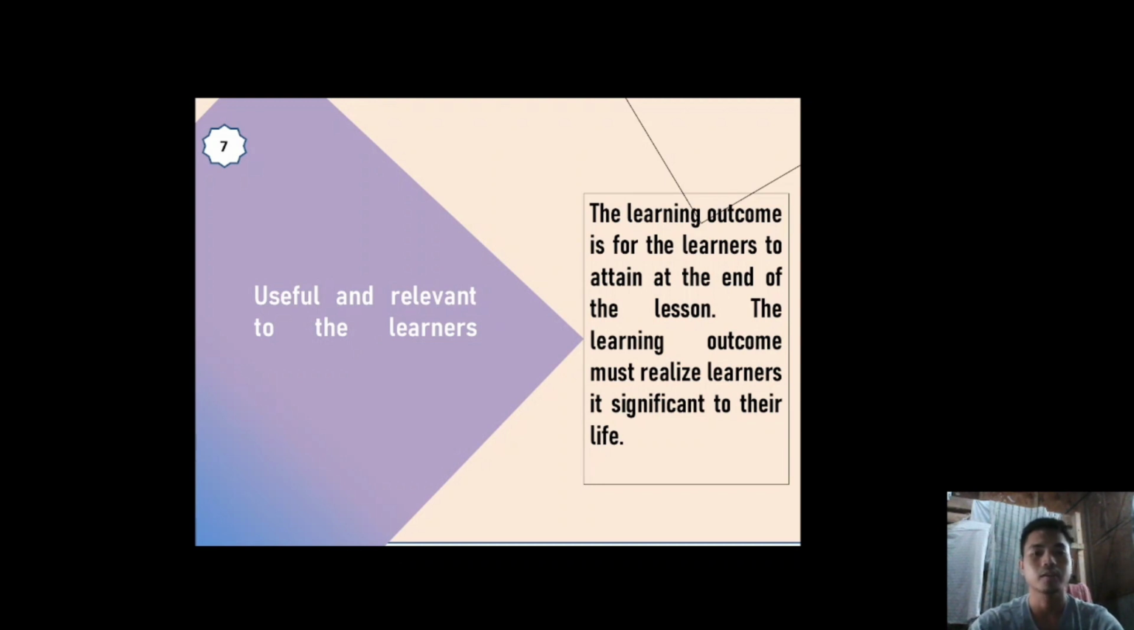Therefore, the good characteristics of our learning outcomes must be produced in a classroom environment, by both the teacher and the students, in order to have an effective teaching and learning process. That's all.